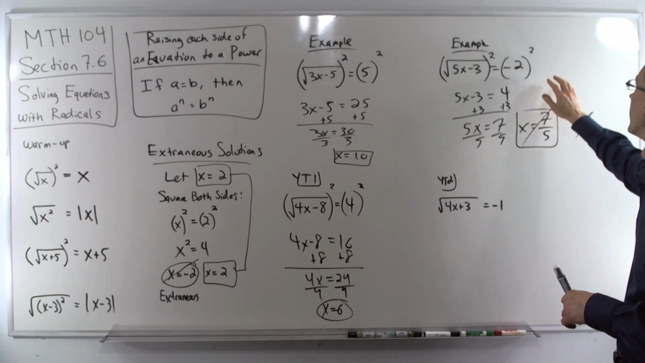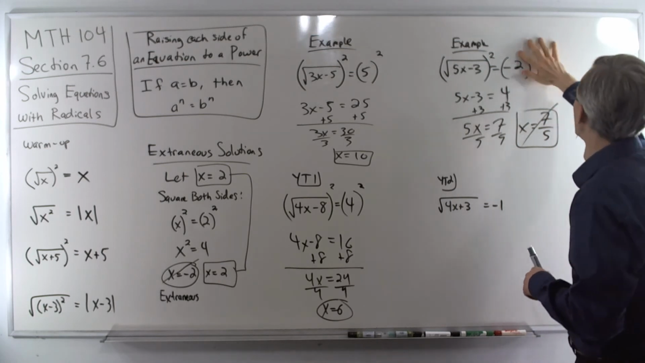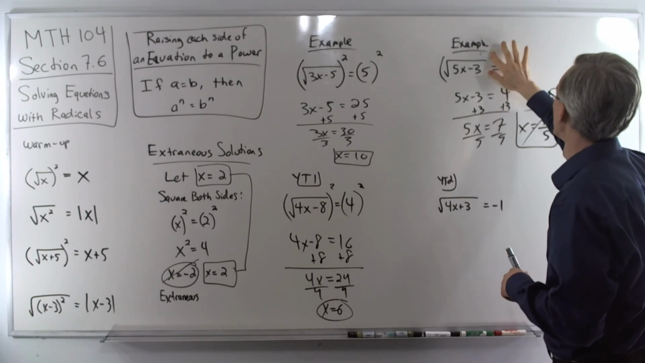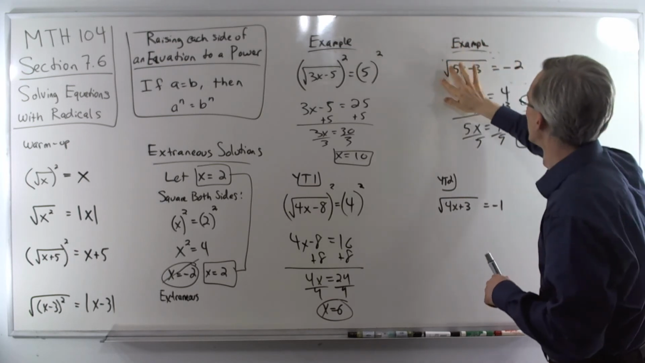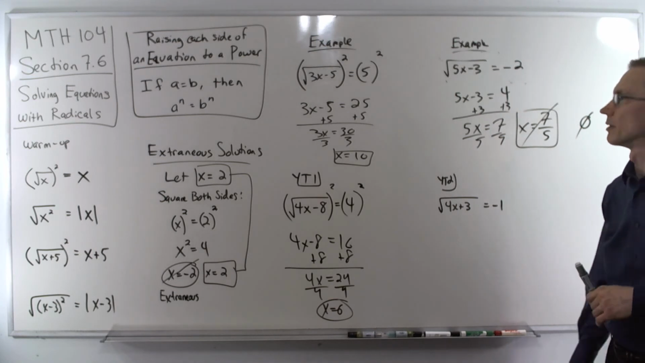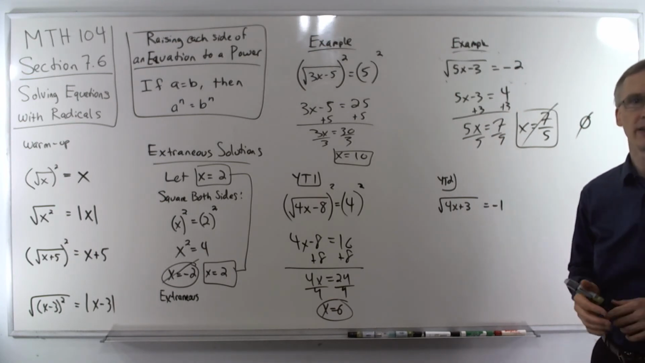Why? Well, the original equation was this: square root of something equals a negative number. Well, square roots can't be negative.